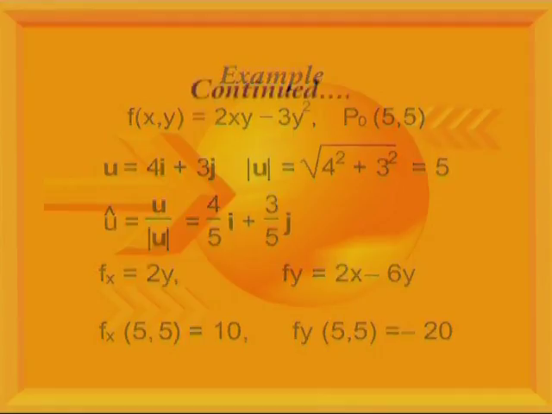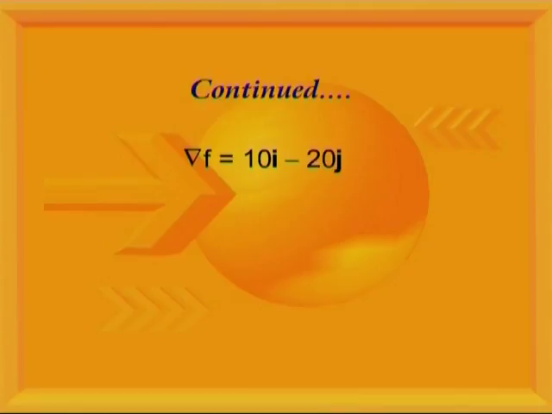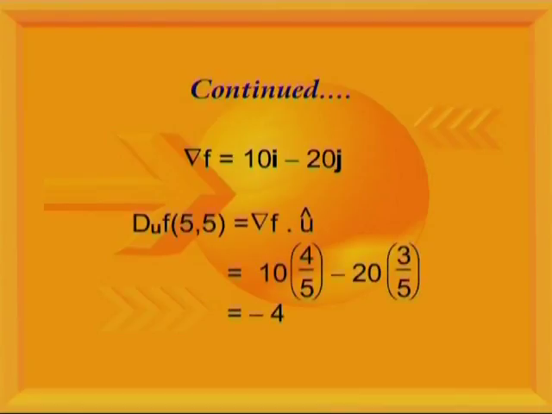So del f is the vector 10i minus 20j, and now we will find the dot product, the scalar product of this vector del f and the unit vector u cap. So the directional derivative of the function at the point in the direction of the vector u is equal to del f dot u cap, which is equal to 10 into 4 over 5 minus 20 into 3 over 5, and the calculation will give you that it is equal to minus 4.